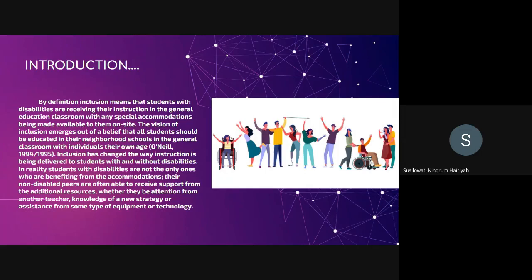1995. Inclusion has changed the way instruction is being delivered to students with and without disabilities. In reality, students with disabilities are not the only ones who benefit. Their peers are often able to receive support from the additional resources, whether it be attention from another teacher, knowledge of a new strategy, or assistance from some type of equipment or technology.